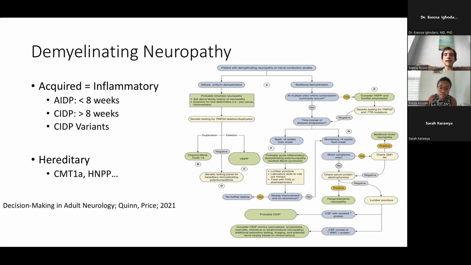So I think that's all I wanted to say about demyelinating causes. I think one thing that I wanted to add was more so whether we have more of a diffuse uniform demyelination and demyelination that's really chronic, then you may want to think about hereditary causes.